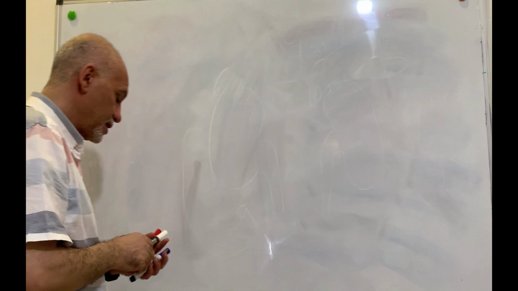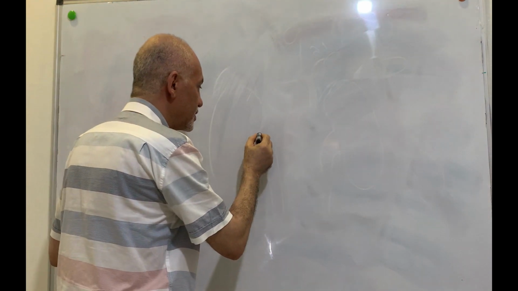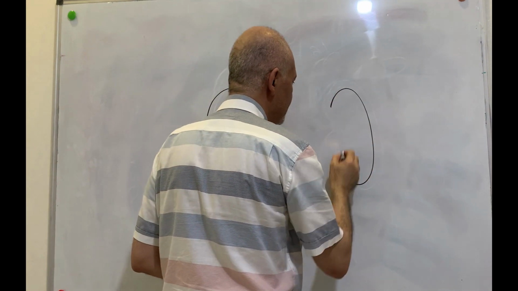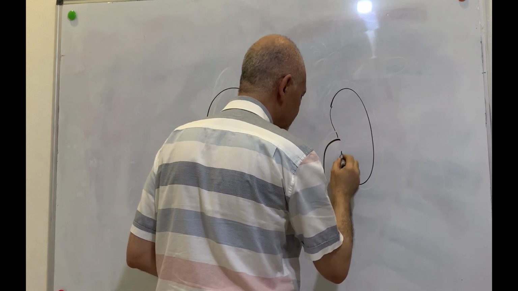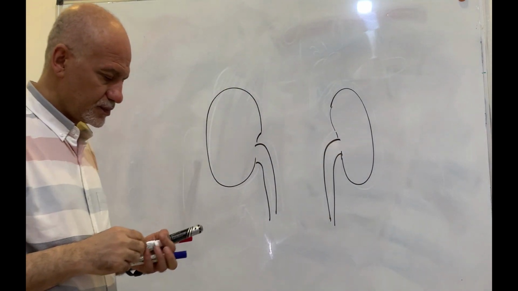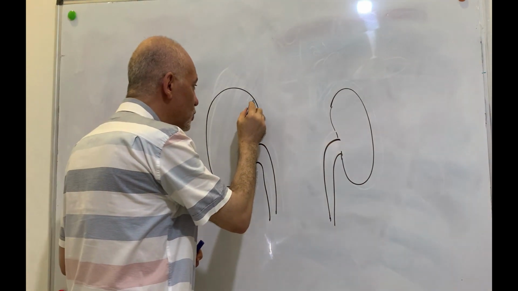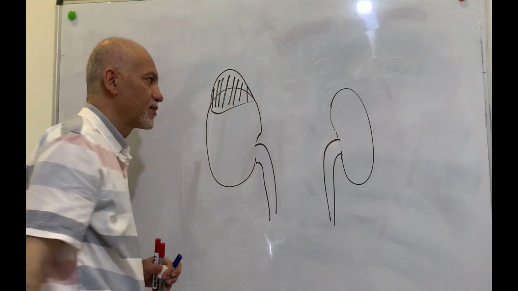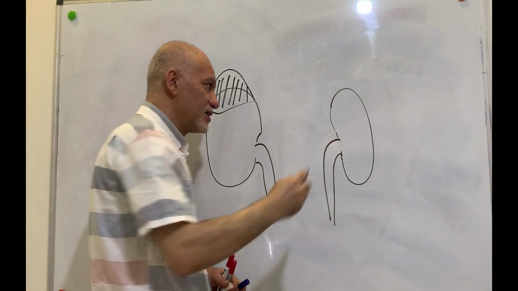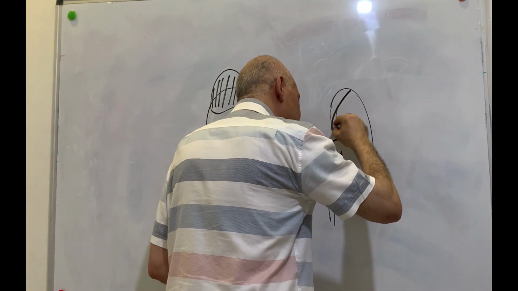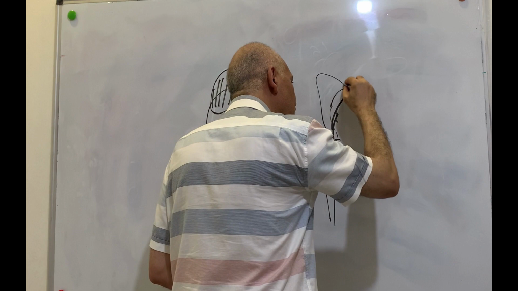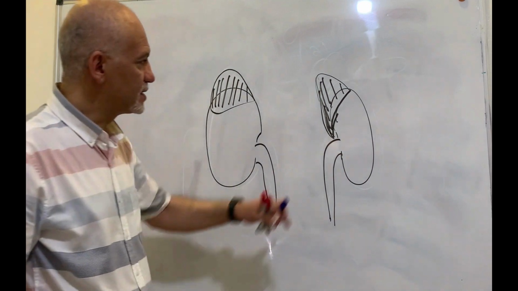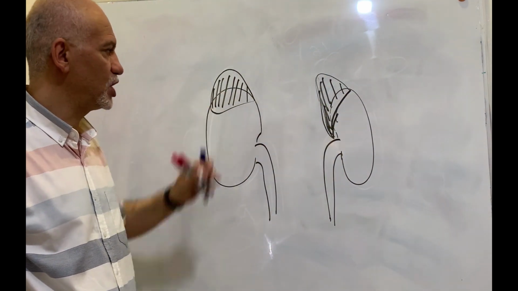Again, this is the kidney, right kidney, and this is the left kidney. The right suprarenal gland is related to the upper pole of the right kidney and pyramidal in shape, like this. The left suprarenal gland is related to the upper pole, but also descends to the medial border and reaches the hilum of the kidney. This is semilunar in shape. This is pyramidal in shape.